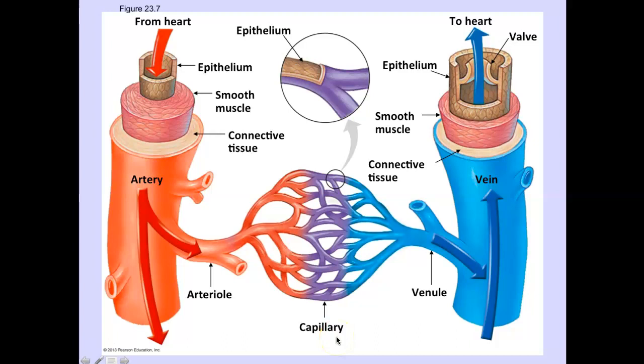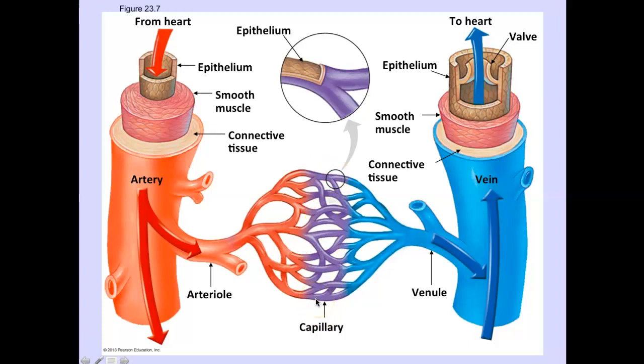Number 2. Capillaries are colored purple because that's where gas exchange happens. So we're losing the oxygen to the tissues. We're picking up carbon dioxide from the tissues. And also other things, right? The blood is carrying nutrients, bringing nutrients to the cells, and waste products are moving away from the cells into the bloodstream. So this is where the exchange happens.